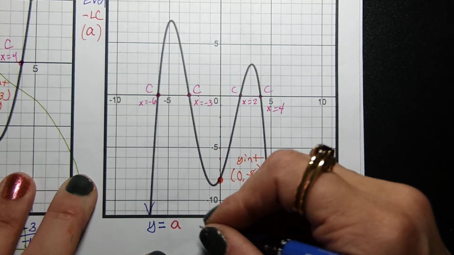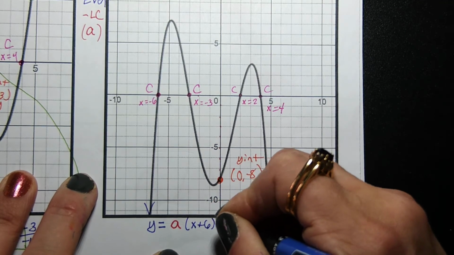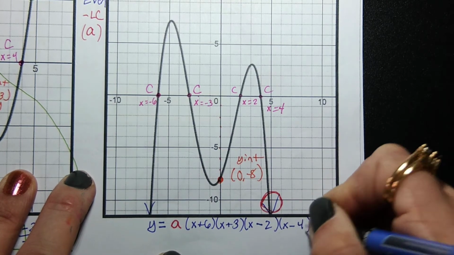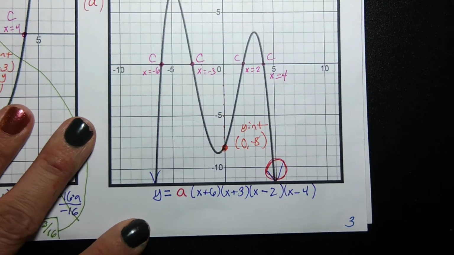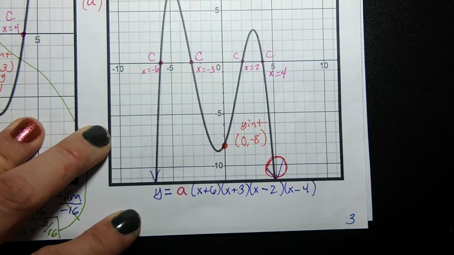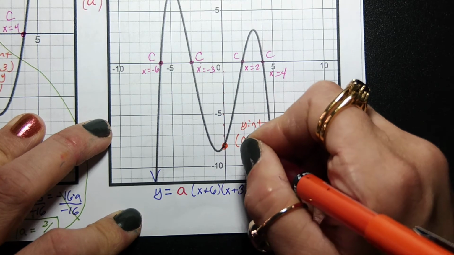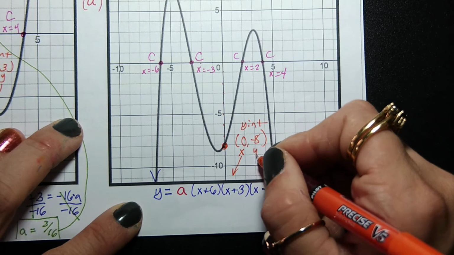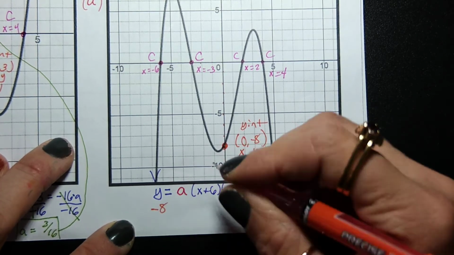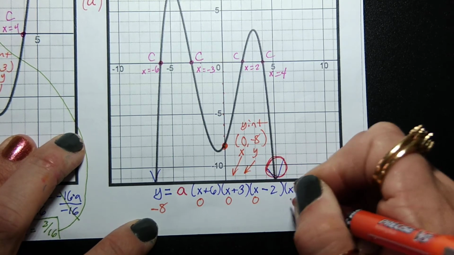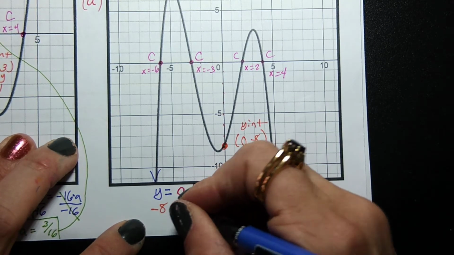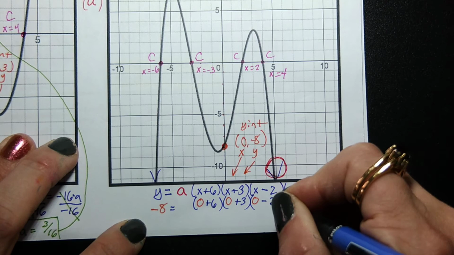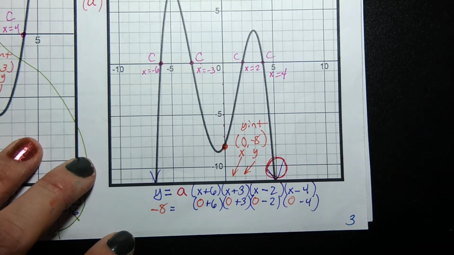So then I'm going to write those factors, x plus 6 and x plus 3. Oh my gosh, and x minus 2 and x minus 4. A lot of them. What are we going to plug in for all of the x's? 0. And then what are we going to plug in for the y value? Negative 8. So 0, 0, 0, 0, plus 6, plus 3, minus 2, minus 4.